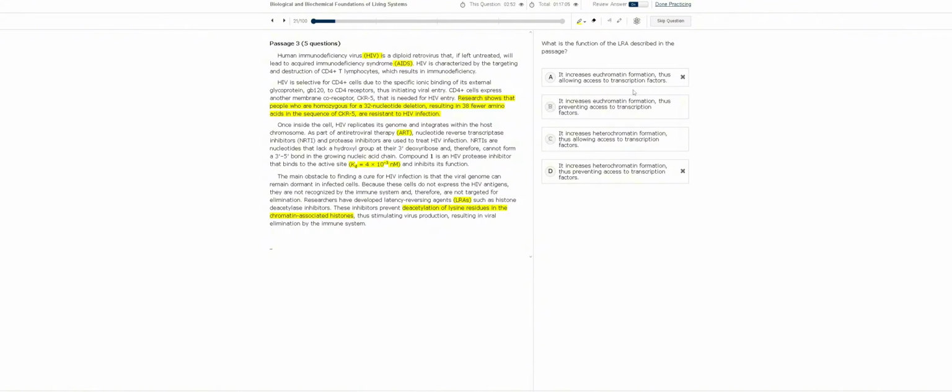So let's look at A first. It's saying that it increases euchromatin formation, thus allowing access to transcription factors. They're saying right here that the inhibitors prevent deacetylation of lysine residues. Now, this is a lot to chunk in, a lot of wording, so it might be a little confusing. I'm just going to break this down piece by piece.